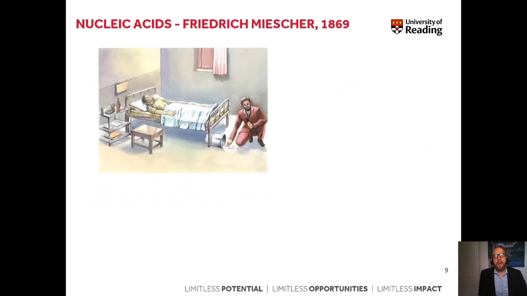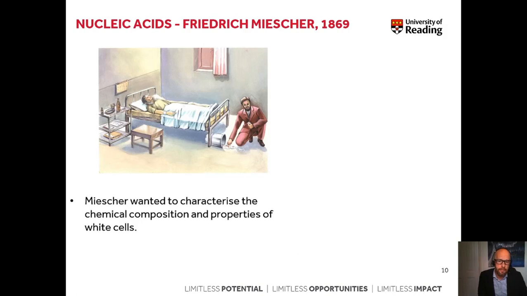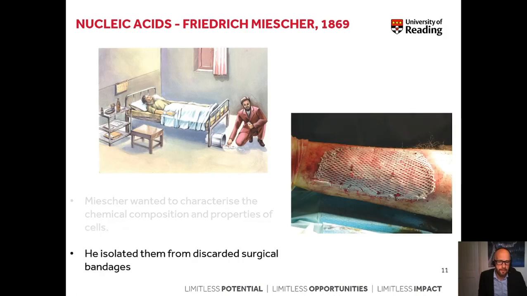Before we have a closer look at the structure of nucleic acid, I would like to briefly talk about the history of DNA and RNA discovery. The first steps in this process were made quite early on. In 1869, a German physician called Friedrich Miescher wanted to characterize the chemical composition and properties of white cells.